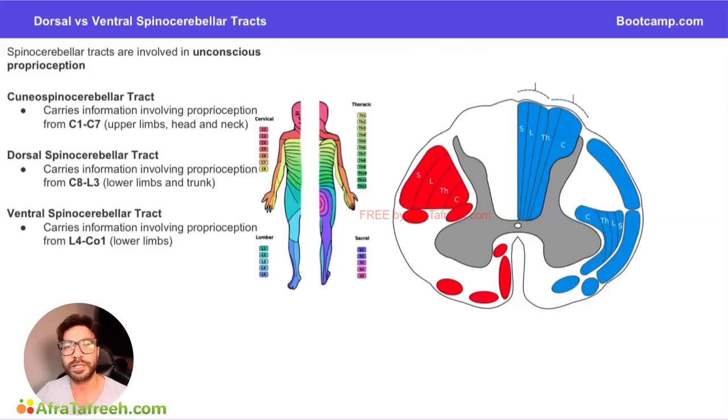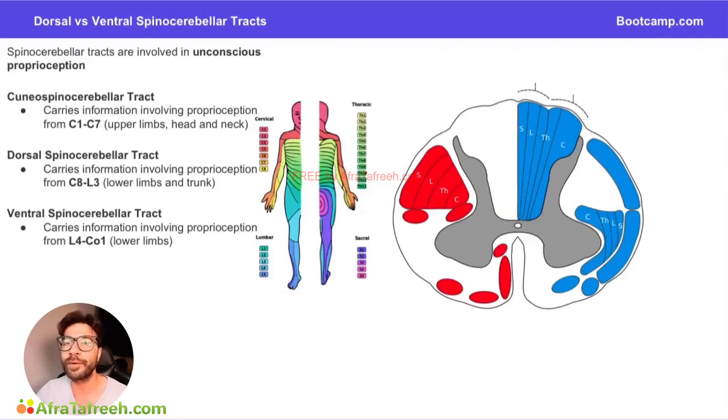And this information is coming from those stretch receptors, which are found deep in the muscles surrounding those muscle spindles. So all that information is coming back and telling the brain what is going on with the muscles of those limbs without you having to think about it.